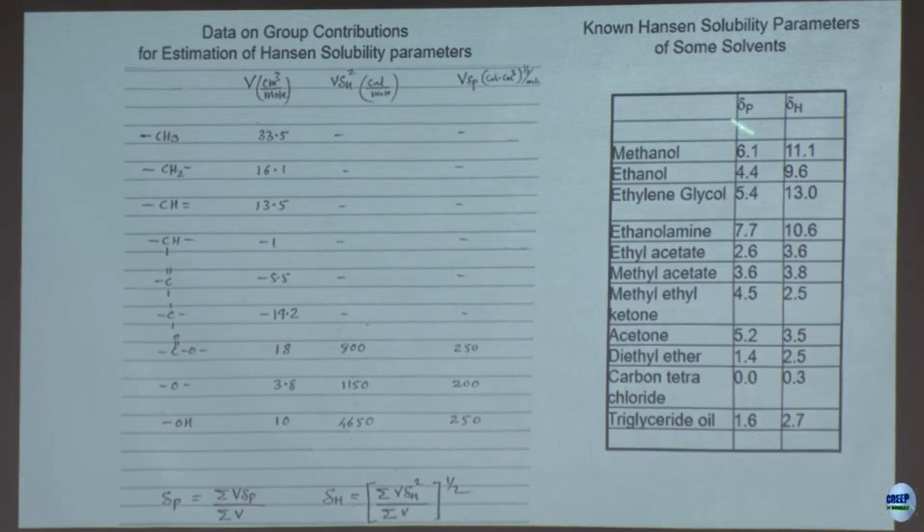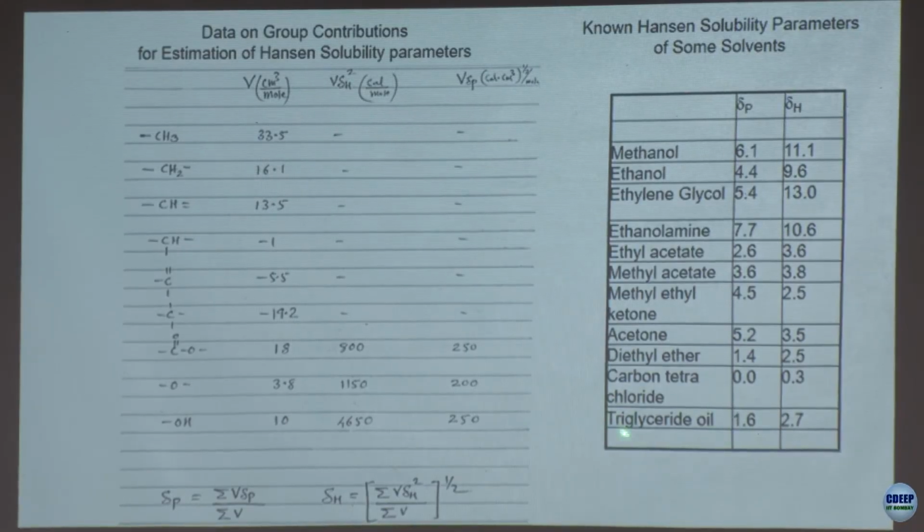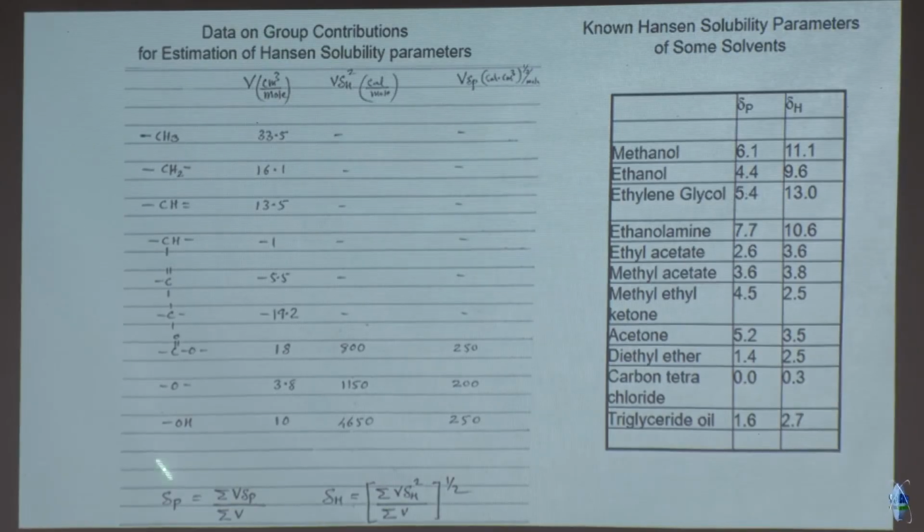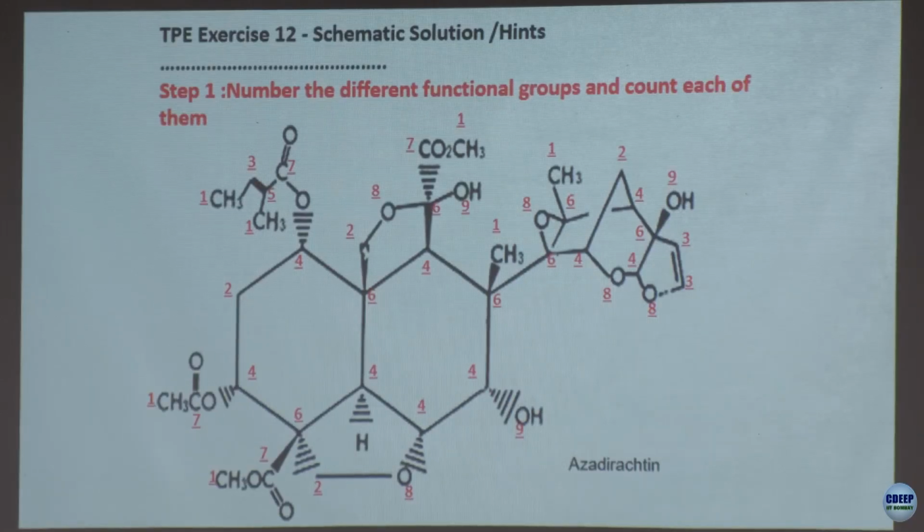These are the known Hansen solubility parameters for some solvents, as well as the triglyceride oil, which I have estimated and put here. Okay. So you have to only estimate the values for azadirachtin, and what you should do is mark the various groups on azadirachtin first, and then you would be able to fill up that table.